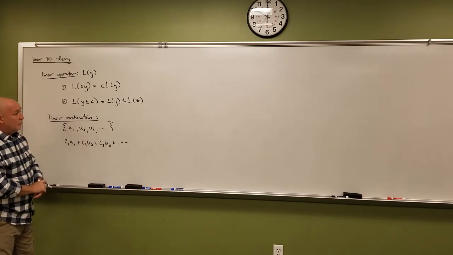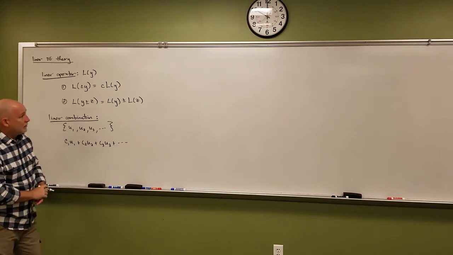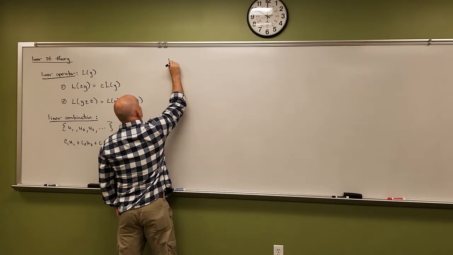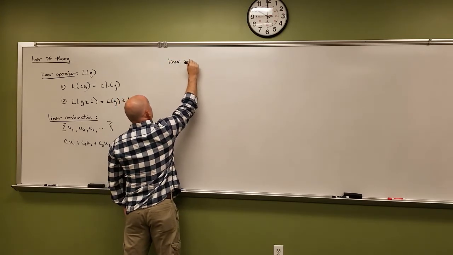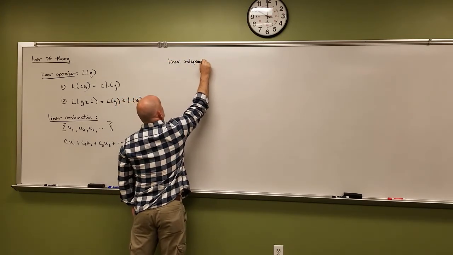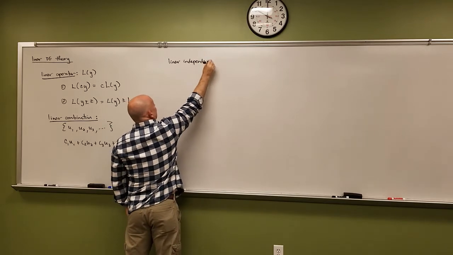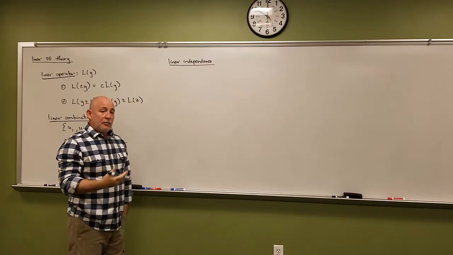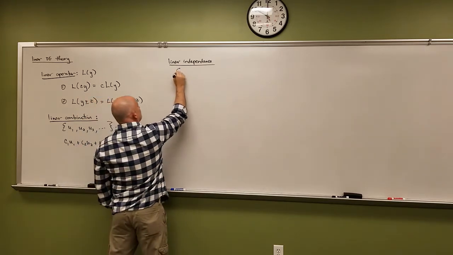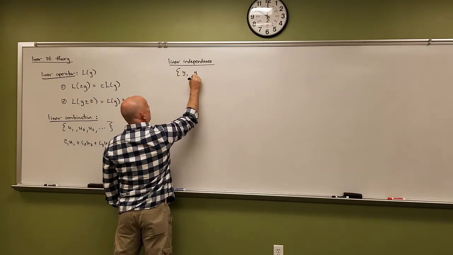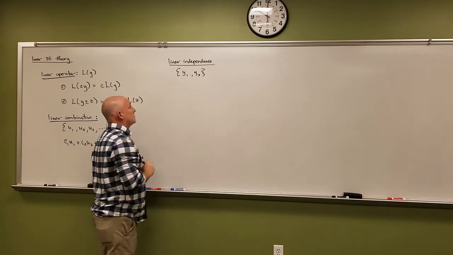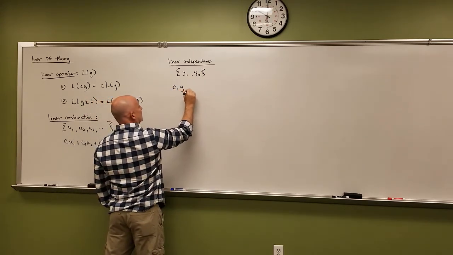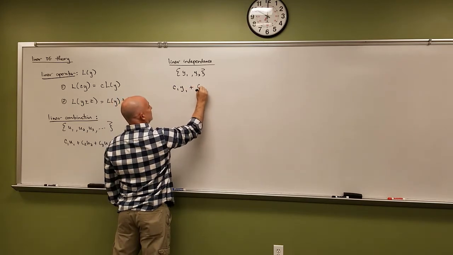One more major idea that we need from here. Let's talk about something called linear independence. All right, scary sounding, linear independence. Let's say we have a couple functions. I'm just going to start out with two functions. Let's say we have the functions y1 and y2, two different functions. If we did a linear combination of these, it would look something like this.